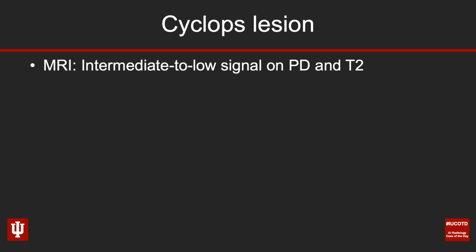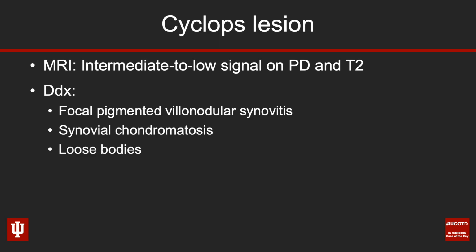Cyclops lesions are seen on MRI as intermediate to low signal, rounded, heterogeneous lesions in the intercondylar notch anterior to the ACL graft. The differential includes focal PVNS, synovial chondromatosis, and loose bodies. Focal PVNS can be difficult to differentiate, as cyclops lesions may also have varying hemosiderin deposition. A history of ACL repair and the patient experiencing cyclops syndrome with limited knee extension favor cyclops lesions.